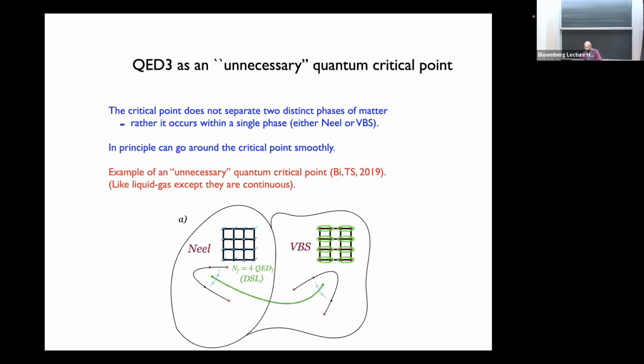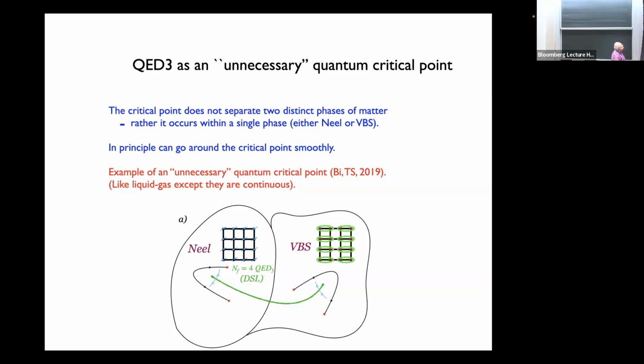Right. So this critical point does not separate two distinct phases of matter. Rather, it occurs within a single phase of matter. And the single phase of matter is the most familiar phase in quantum magnetism. It's the Neel state. And it could also occur in the VBS state. So in principle, for the phase diagram, let's just focus on the Neel state, because that's what's seen in the experiments. We're living somewhere inside this region in experiments.